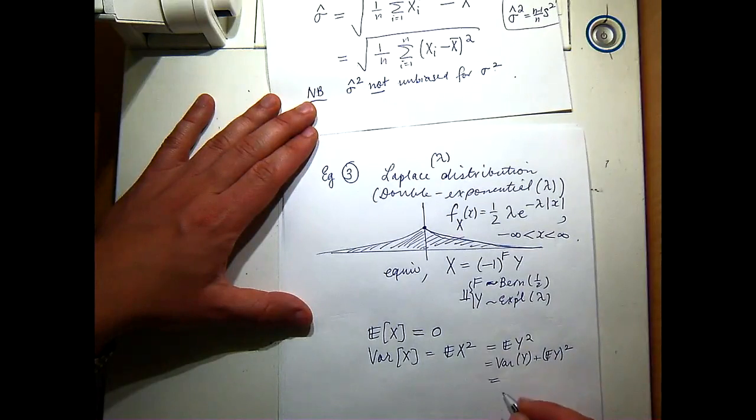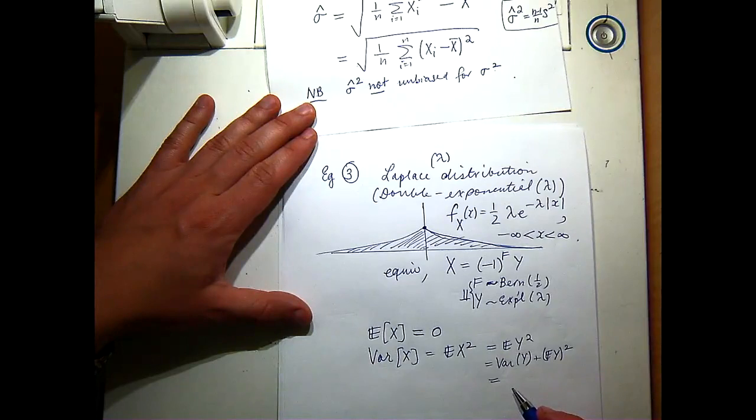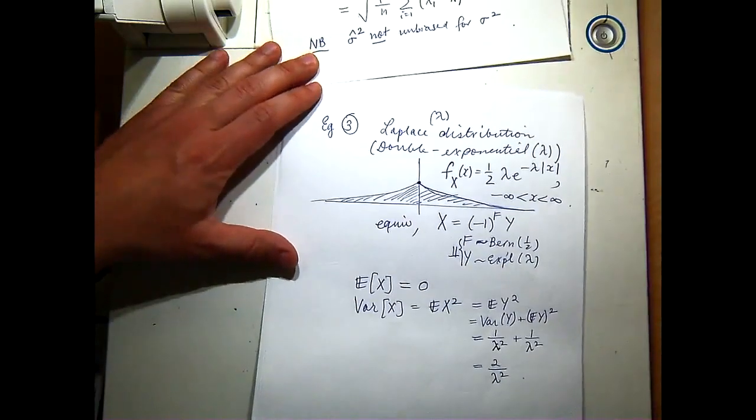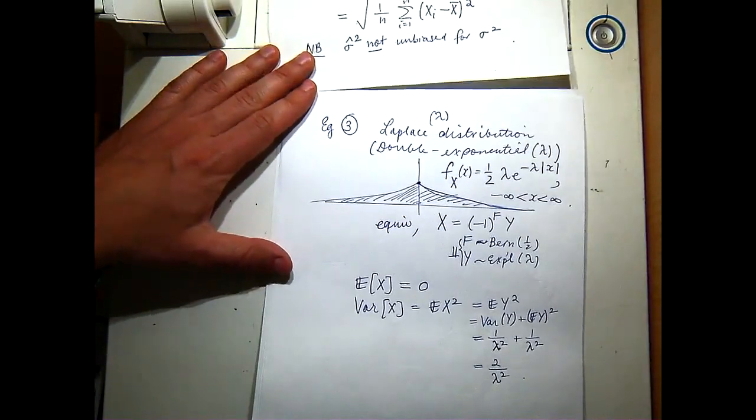And that shouldn't be too hard because, remember, exponential lambda is just gamma with 1 comma 1 over lambda. So the variance is 1 over lambda squared, and the expected value is 1 over lambda, so square that, 1 over lambda squared. So 2 over lambda squared. So that's the variance of a double exponential or a Laplace distribution.